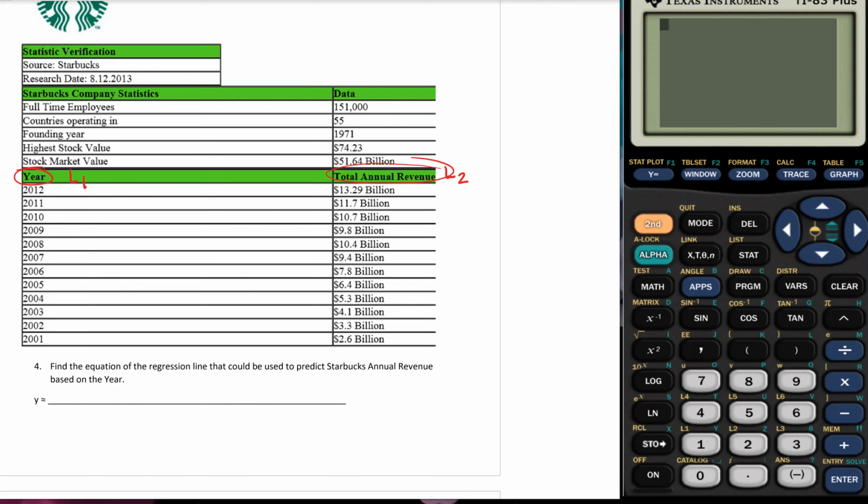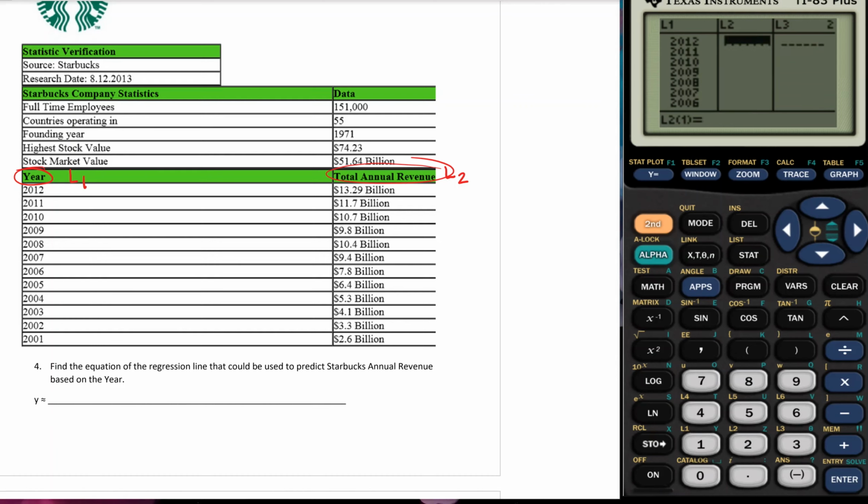So again, I'm going to go to stat. I'm going to edit. I'm going to go up to list 1. I'm going to hit clear, enter. Go up to list 2, clear, enter. And I'm going to very carefully start putting my years in. 2012, 2011. Oops, see, I made a mistake. 2011, 10, 9, 8, 7, 6, 5, 4, 3, 2, 1, and I'm done.